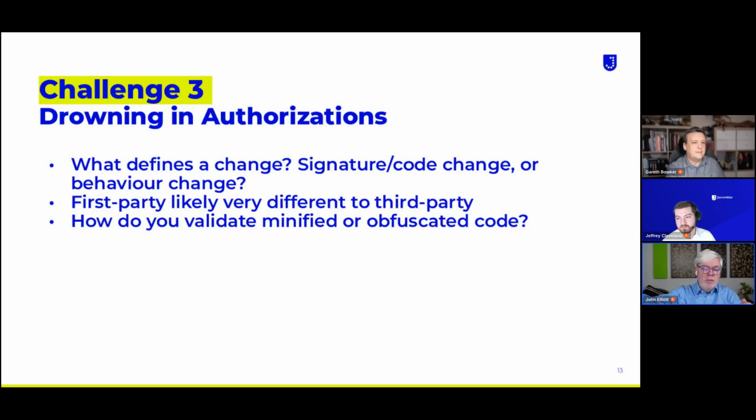If you've got 600 third-party tags, let's say 10% of them change every day. That's still a heck of a lot of authorizations you're going to be doing. You want to make sure you're not drowning in authorizations and actually use something with behavior that can tell you what the behavior is the script has changed.